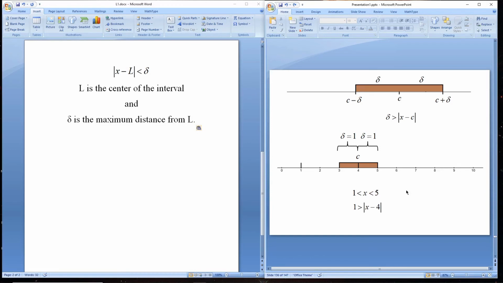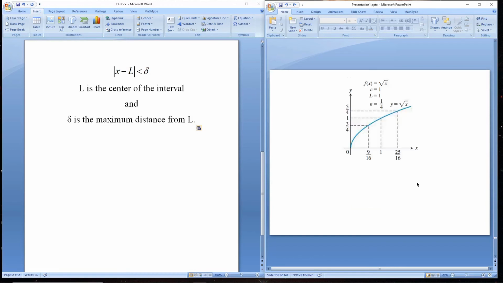And another way the book will ask you these questions is to give you a graph. Now I know this graph may look a little complicated. I'll talk more about it in the next video. But all we care about here is the interval given. They're giving us the interval 9/16 to 25/16, and they're telling us the center point is 1. So here's our expression. We can immediately identify that C is 1. So let's plug that in. So C is 1.